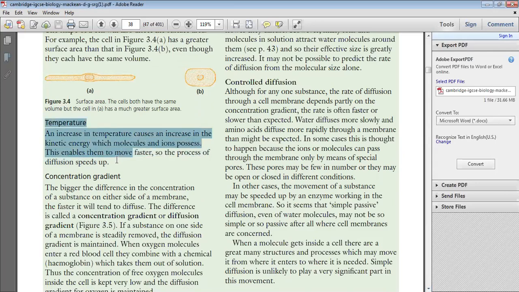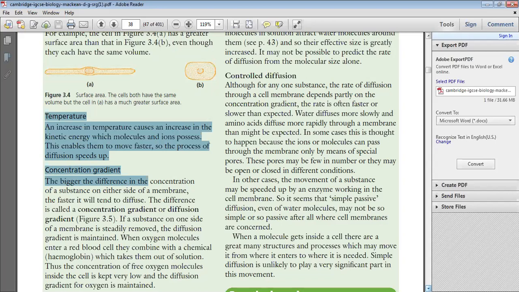From this side. An increase in temperature causes an increase in the kinetic energy, so the molecules move faster, and the process of diffusion speeds up. Concentration gradient. The bigger the difference in the concentration of a substance on either side of a membrane, the faster it will tend to diffuse. The difference is called a concentration gradient or diffusion gradient. If a substance on one side of a membrane is steadily removed, the diffusion gradient is maintained.